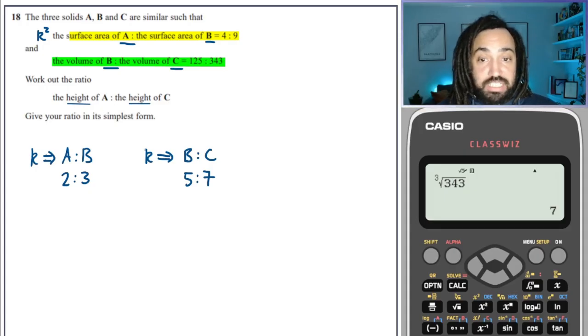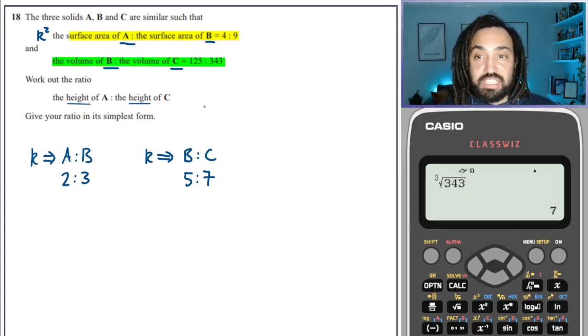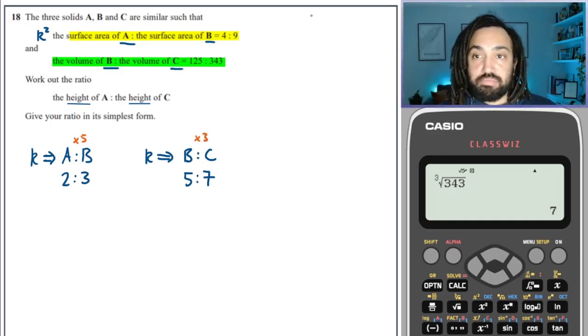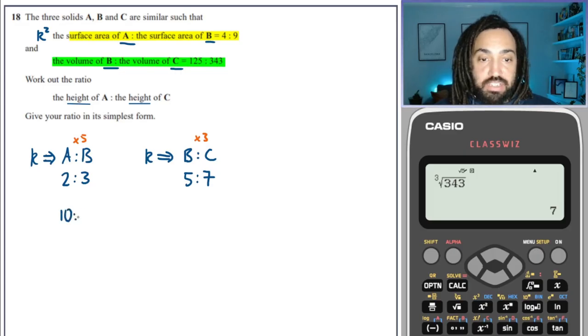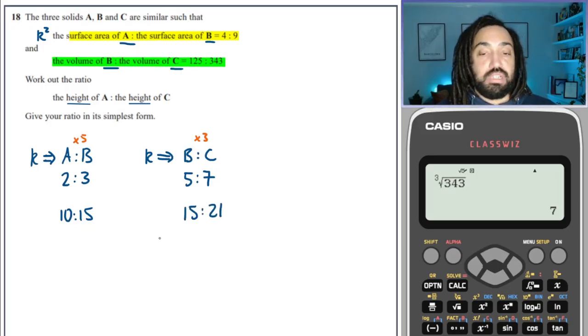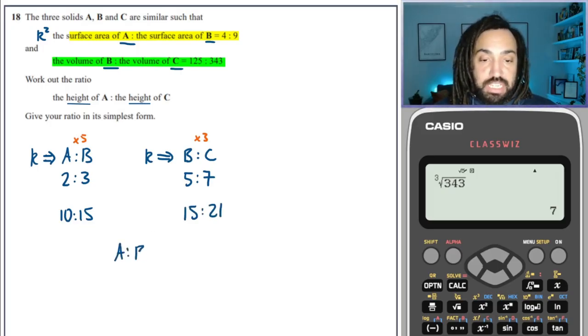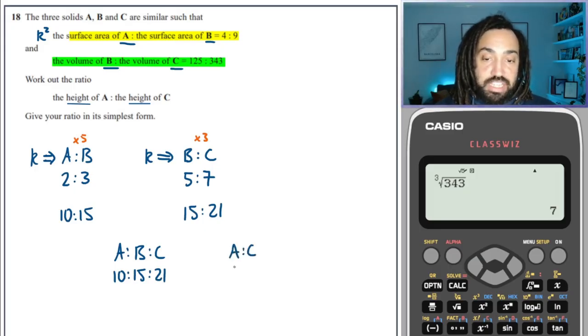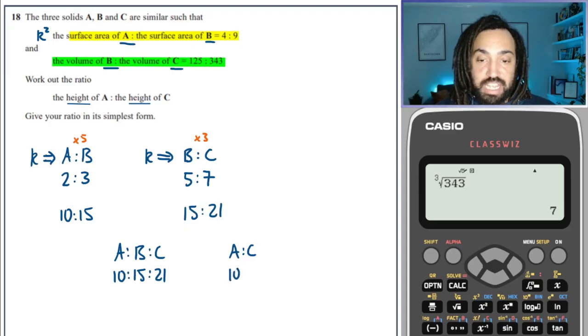We want A to C, so we need to connect these up. We need to essentially eliminate B. So if I times this one through by 5 and this one through by 3, that will match up the B's. So this one gives me 10 to 15, and this one gives me 15 to 21. So now I can write it as A, B to C, because we have 15 for B in the middle for both. So therefore, if I'm looking at just A and C, I can just get rid of B, and it's going to be 10 to 21.